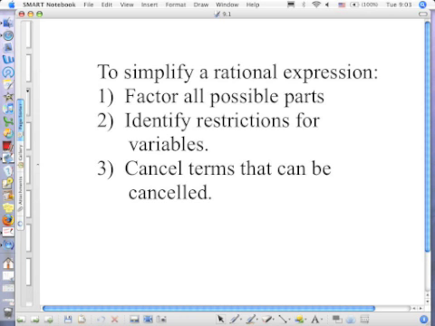You restrict before you cancel. So we're going to factor, we're going to find our restrictions, and then we're going to cancel all the terms that can be canceled. All right? So in three simple words, factor, restrict, cancel. Say it with me. Factor, restrict, cancel.